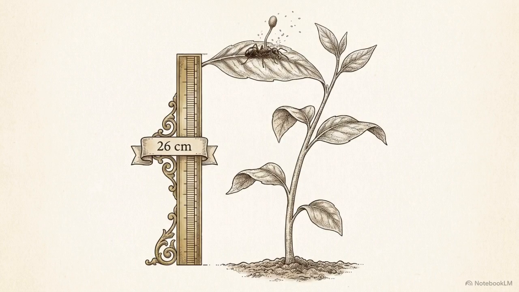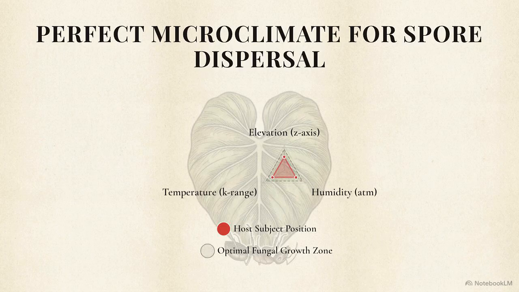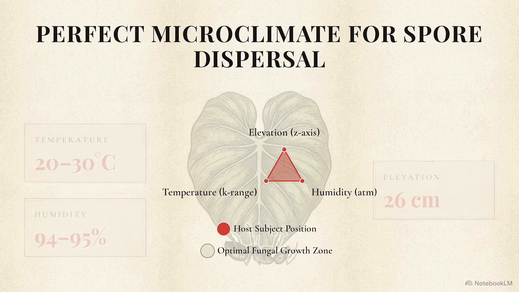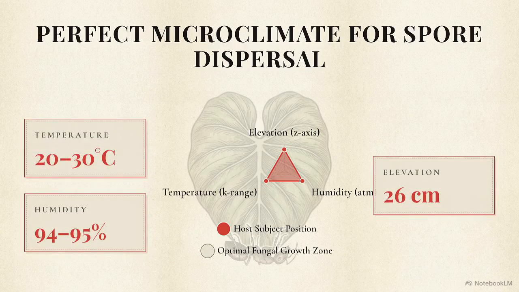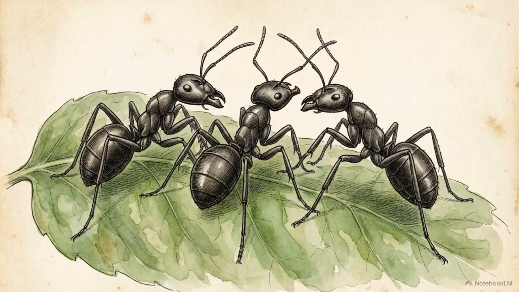That highly specific 26-centimeter height the ant was forced to climb is no accident. It provides the exact temperature, humidity, and elevation the fungus requires for maximum spore dispersal. Yet the ants are not passive victims. Over millions of years, they have developed their own countermeasures.